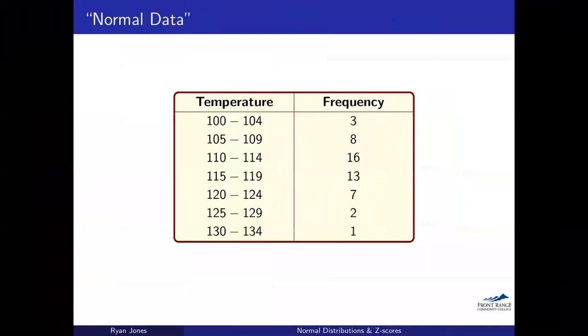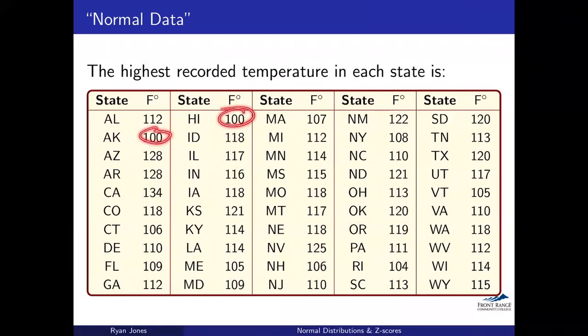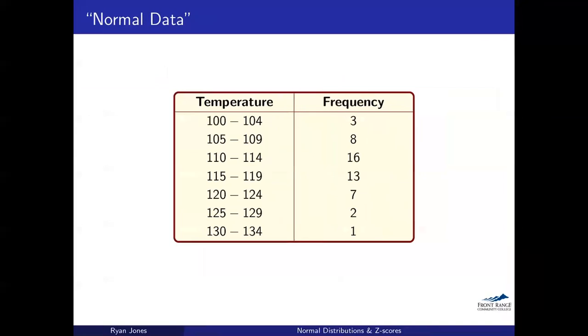So we made a frequency distribution. We decided to do 7 intervals here, and by looking at the low temperature of 100 and the high of 134, we said, all right, if we want to have 7 groups, we should split them in groups of 4. So 100 to 104, 105 to 109, and so on. And then all we did is we went through the data and said, there's 3 states that fall under this temperature category. There's 8 that fall in between 105 and 109, 16, 13, 7, 2, 1. And we've got all those there. This is our frequency distribution.